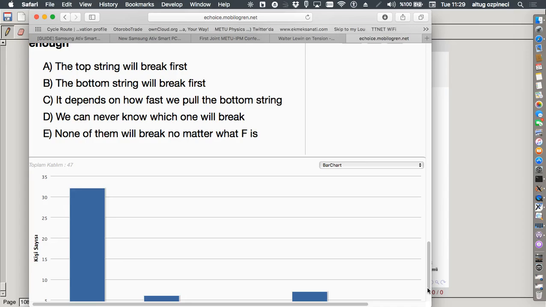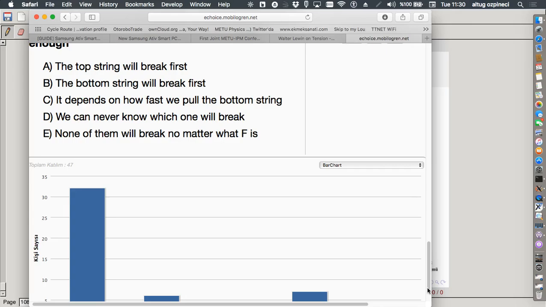Well, we have seen that in certain cases it's the top one, in certain cases it's the bottom one. Well, it breaks eventually, so there are only two possibilities left, either C or D. The answer is C. It depends on how fast we move the string. That's the answer, but that's what we observe. But the real question is, why does it depend on the speed that we pull?